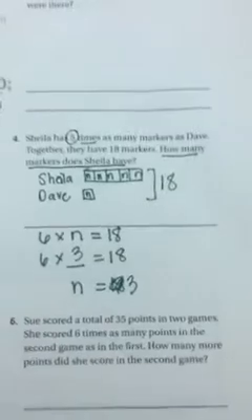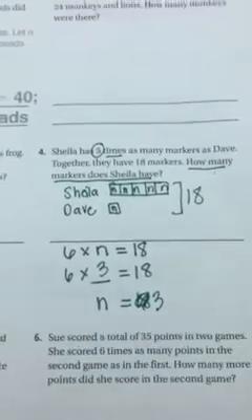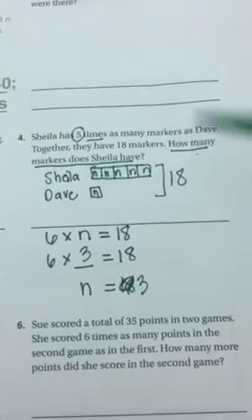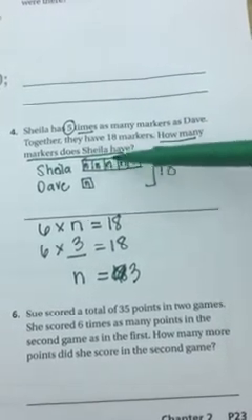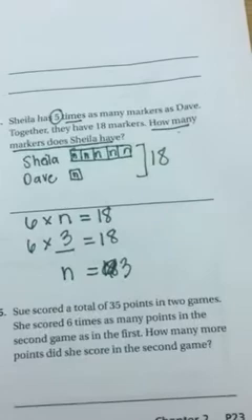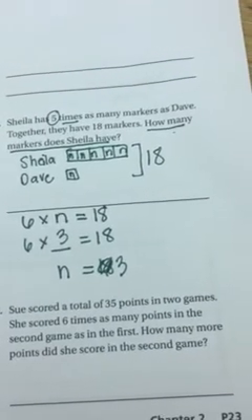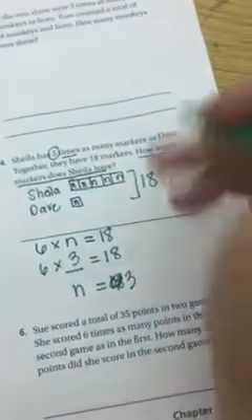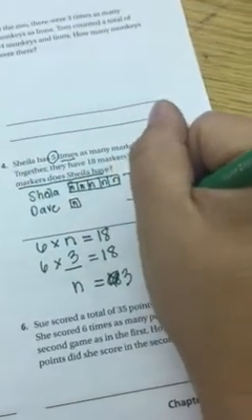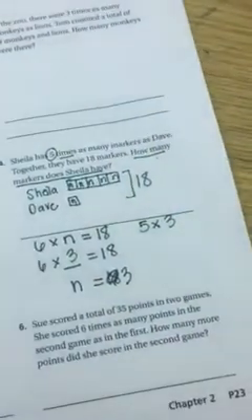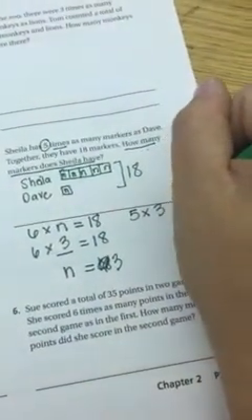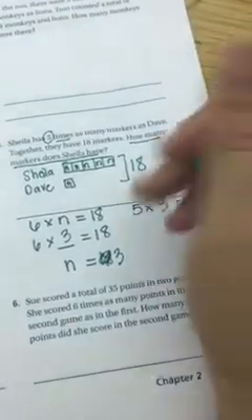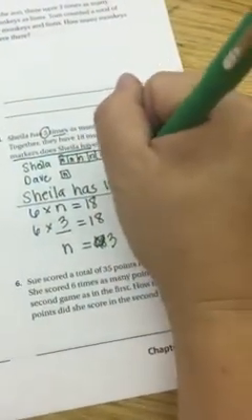So now that I know that n equals 3, I can solve for how many markers Sheila has. Sheila has 1, 2, 3, 4, 5 times as many markers as Dave does. So if I know that n equals 3, then this is going to be 5 times 3, which equals 15. So Sheila has 15 markers.